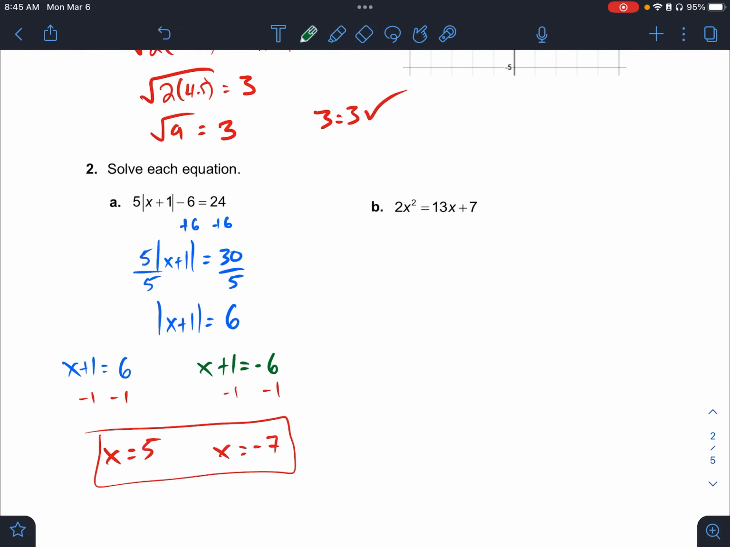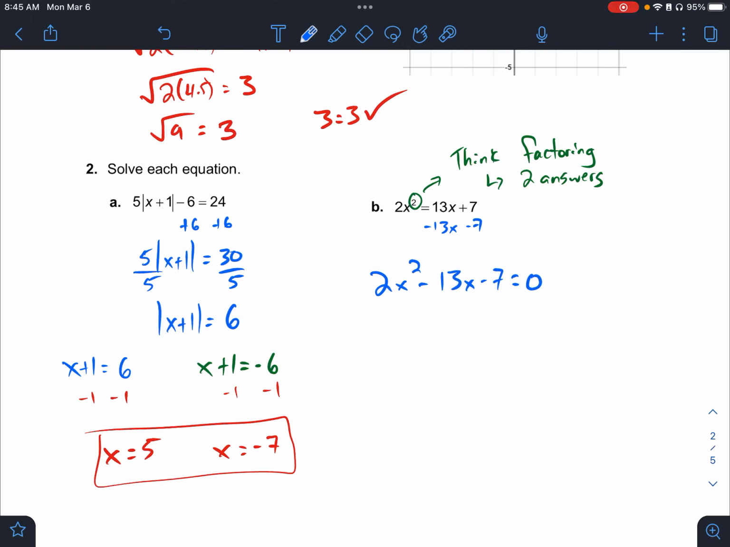Similarly, here with this next one, again, wherever I see this squared, I should think potentially factoring and think potentially two answers. So, in order to factor, we have to get it by itself. So, I'm going to subtract 13x, subtract 7, do that. I get 2x squared minus 13x minus 7 equals 0. I'm just getting it all on the same side. Now I am ready to factor. Here, a is not equal to 1. We're going to start seeing more and more of these. I'm taking a times c, which is negative 14x squared, minus 13x, which is just my b term.